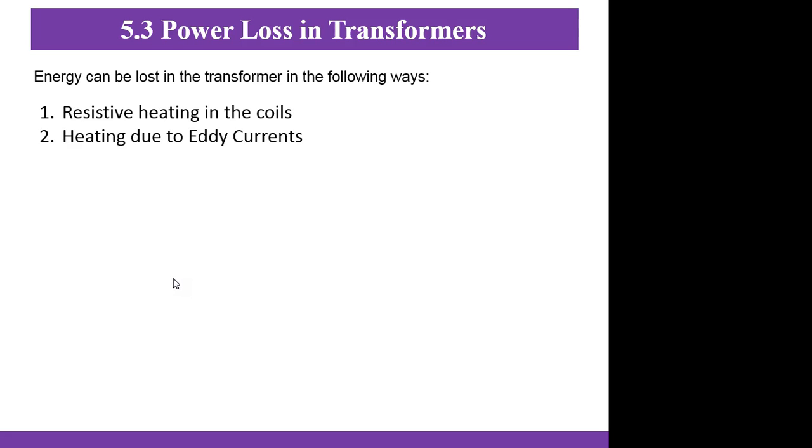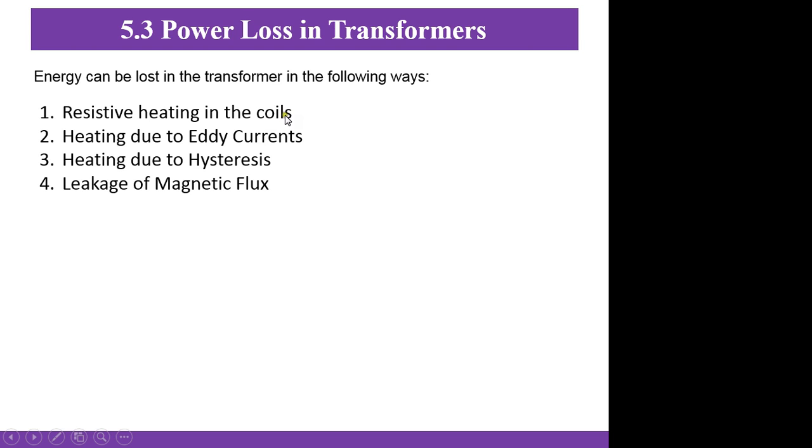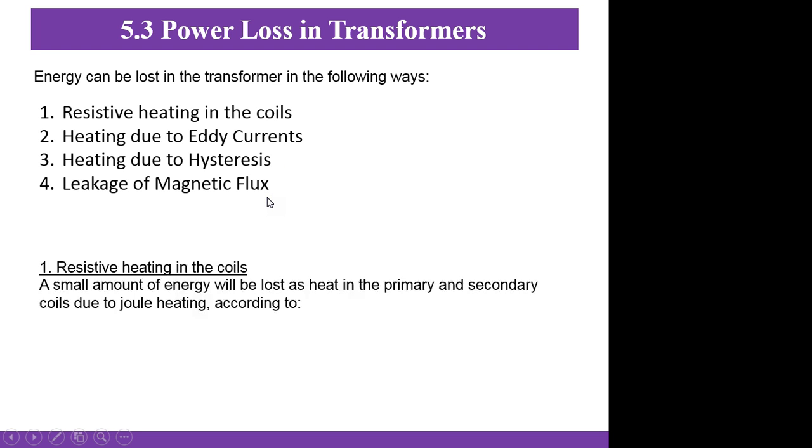Next, there's heating due to eddy currents. I'll explain that a little bit more. There's heating due to hysteresis. If you don't know what that is, I'll tell you. There's also leakage of magnetic flux. So 1 and 4 are clear and easier to understand: resistance in the wires, and leakage of magnetic flux.